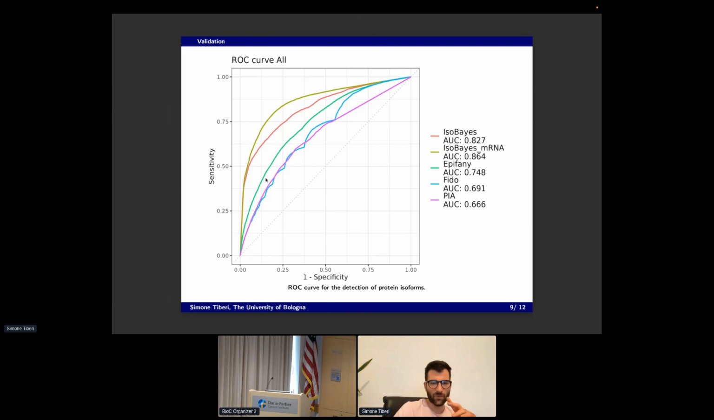Okay, so here's the first key result. You see at the bottom here, there's a couple of methods, P and FIDO, and then there's Epiphany, and then there is isobase, our approach, without the mRNA abundance. So this is only using the same information as the others. And then, as you add the mRNA abundance, as we were hoping for, you do get an additional increase in performance, which is reasonable because you have more information to work with.